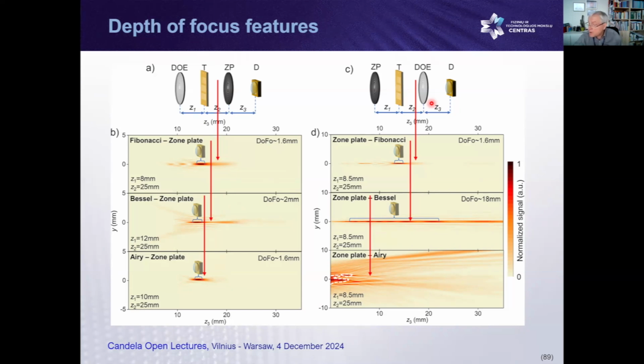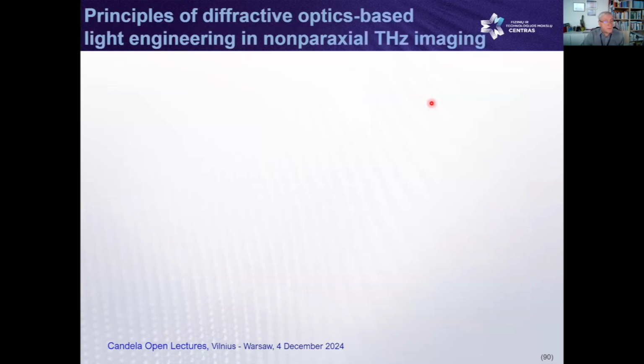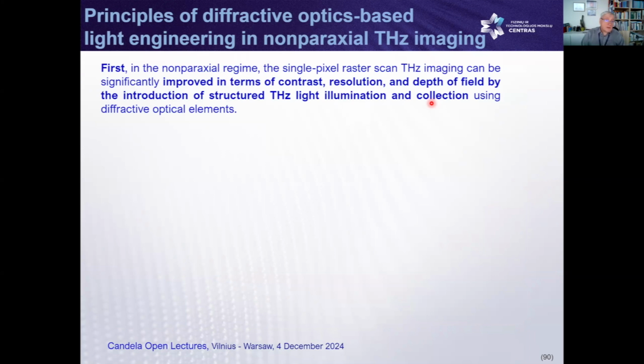So what could we say now about these kinds of principles? What happens if we go to light engineering in non-paraxial terahertz imaging? First, the non-paraxial regime seems to be a good option because it allows us to improve the contrast, resolution, and depth of field when structured light appears in the imaging system. That is a good way.